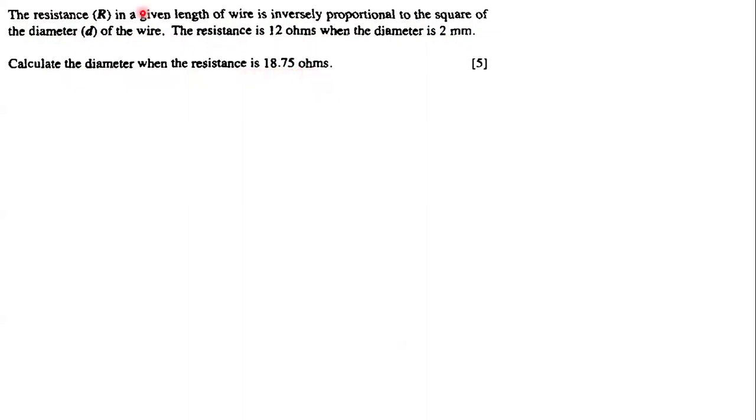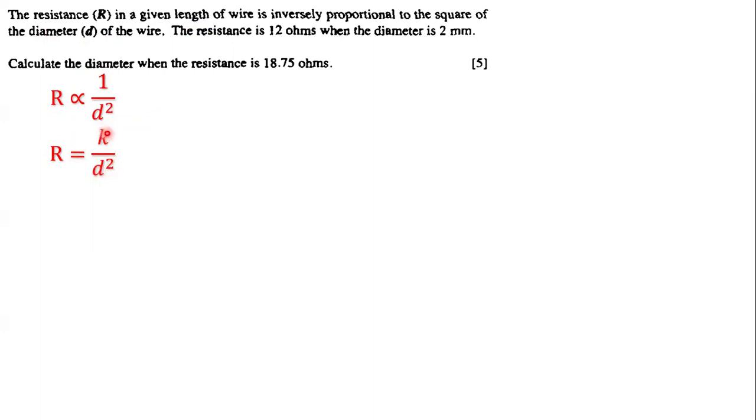And so here they tell us that the resistance R is inversely proportional to the square of the diameter. In symbolic form, we write this as R is inversely proportional to D squared, where R is the resistance and D is the diameter. If R is inversely proportional to D squared, what does that mean? Well, that means that there exists a constant K such that R is equal to K over D squared.